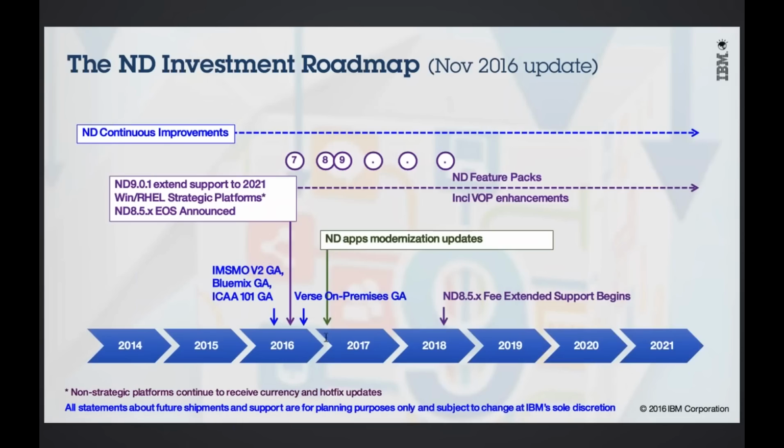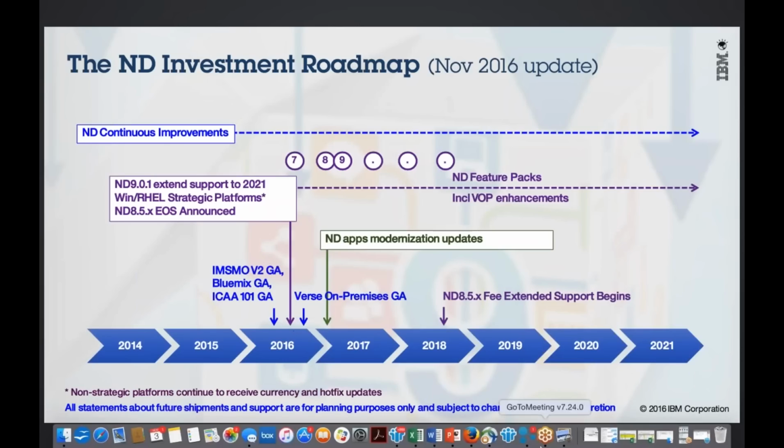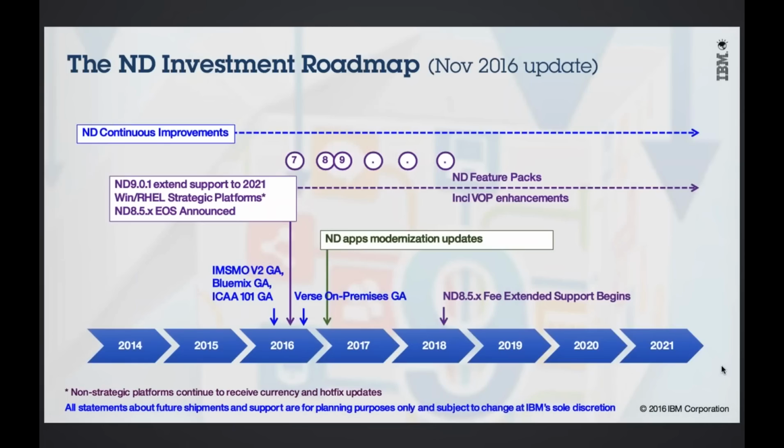What we will do is, you saw that we started shipping Feature Pack 7 here in September. That provides a number of updates. We will go through what those are in a few seconds. I just wanted to have the whole view of the roadmap here.